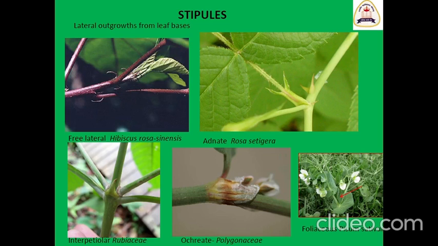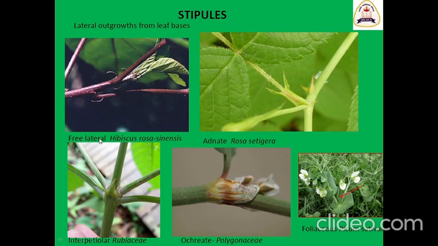The hypopodium of the leaf may bear stipules. Generally, the stipule is an outgrowth present on the sides of the leaf base. The primary function of the stipules is to protect the bud, and they also help in photosynthesis. There are various types of stipules present in different plant species.